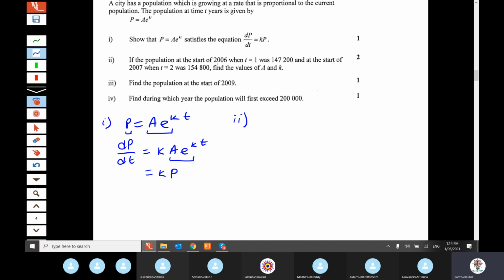If the population at the start of 2006, when t equals 1, was 147,000, and at the start of 2007, when t equals 2, was 154,000, find the values of A and k. I think we all know what we're going to do now. Yes. We're going to solve simultaneously, correct. When t equals 1, P equals 147,200. So 147,200 equals Ae^k.